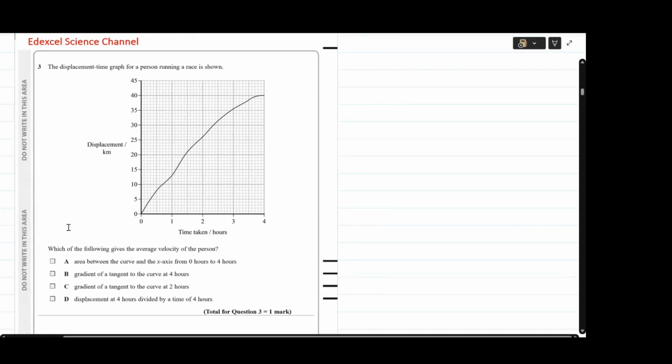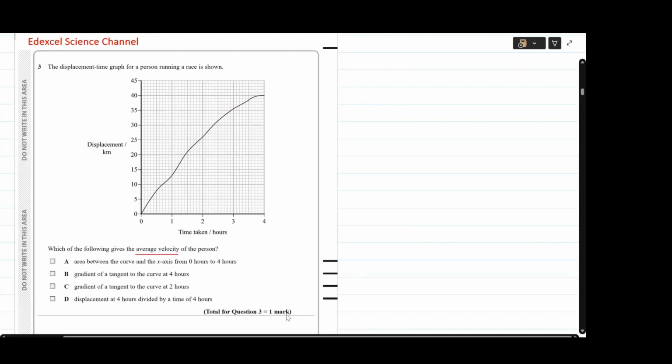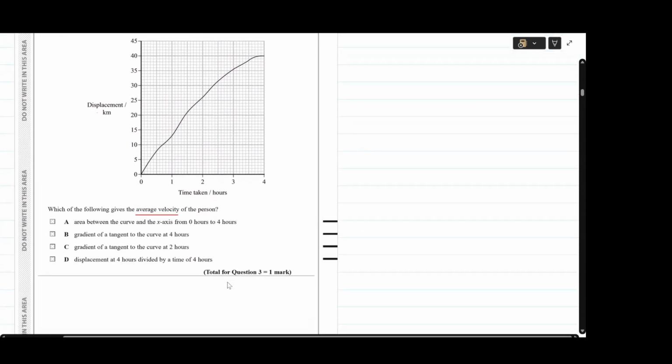Question number 3. The displacement time graph for a person running a race is shown. Which of the following gives the average velocity of the person? So the goal of this question is to find out the average velocity. To answer this question, we would at first have to look at the shape of the graph. As we can see, the displacement is increasing per unit time. And they are asking us to find out the average velocity of the entire journey. So let's look at the options.